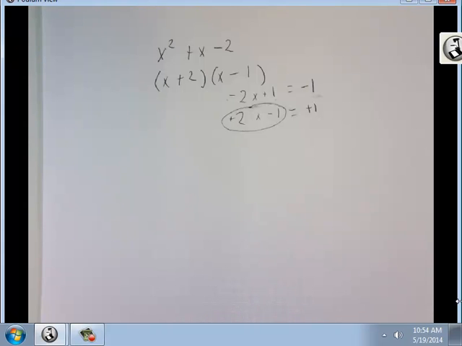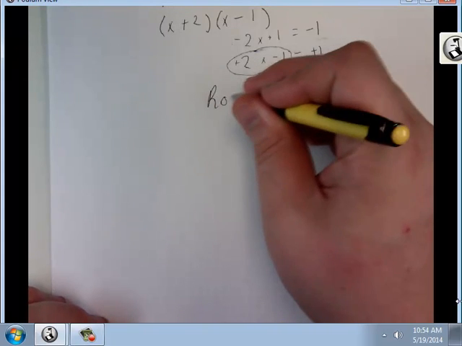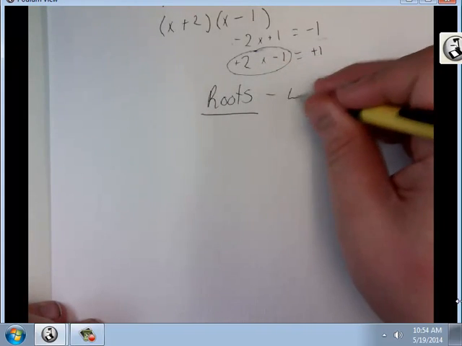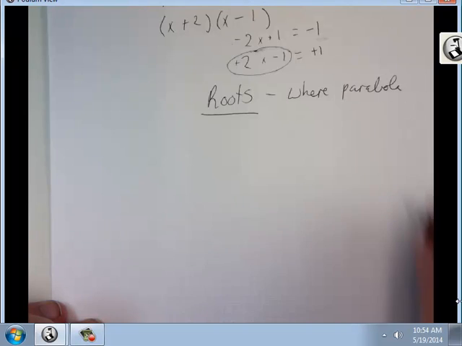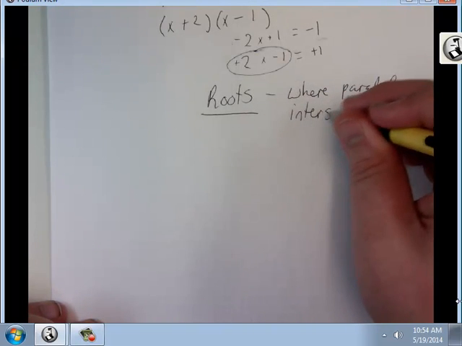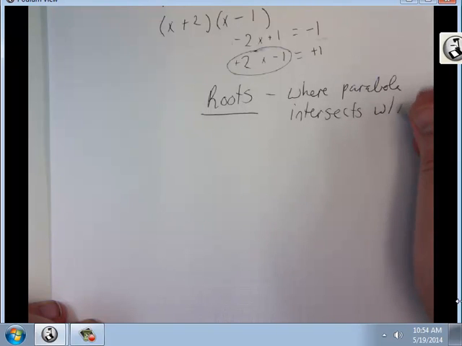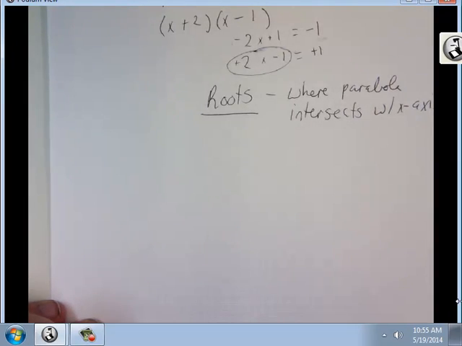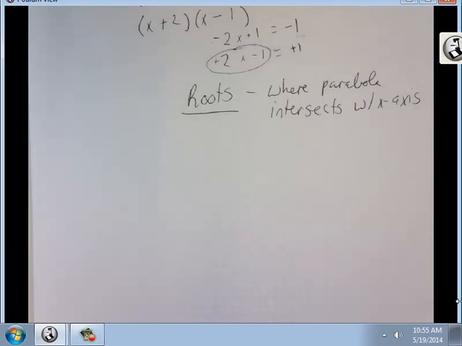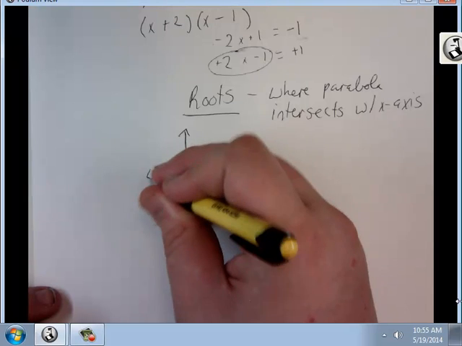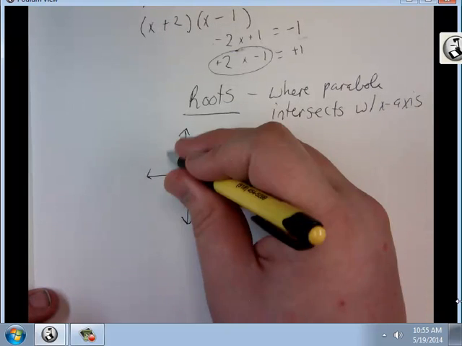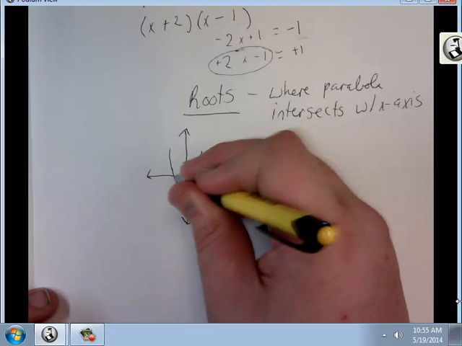Now, let's talk about roots. Roots are where a parabola intersects with the x axis. So if we had our parabola here, here are the roots.